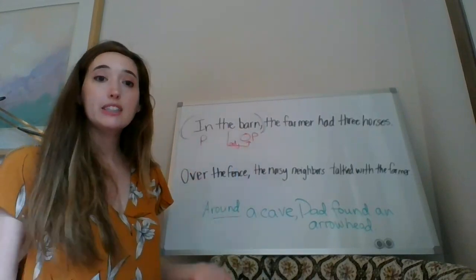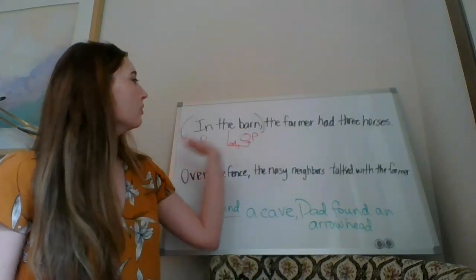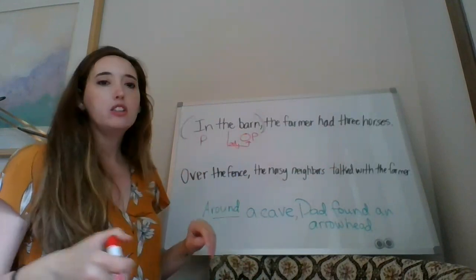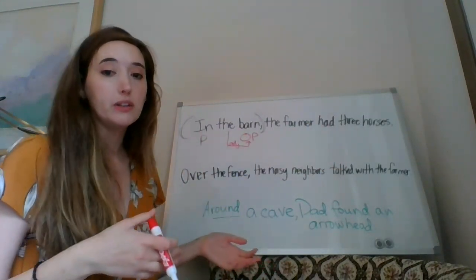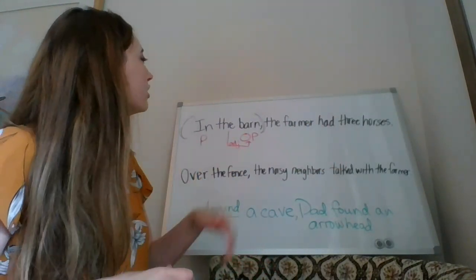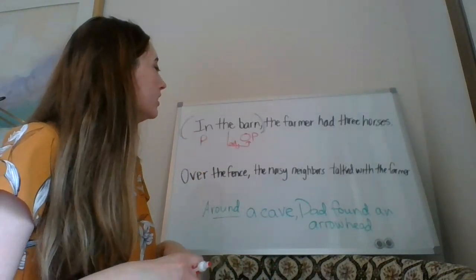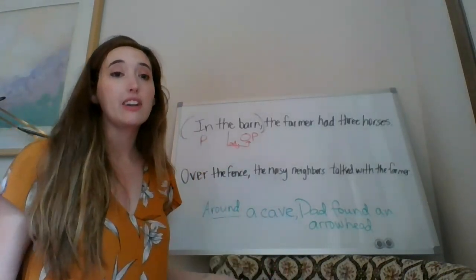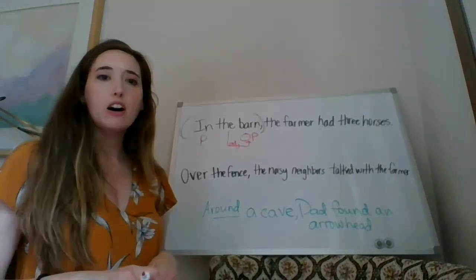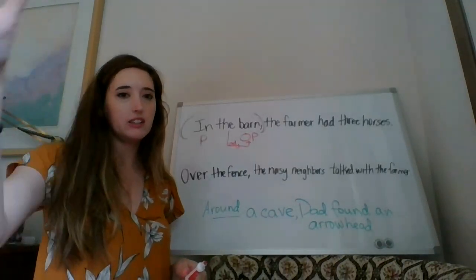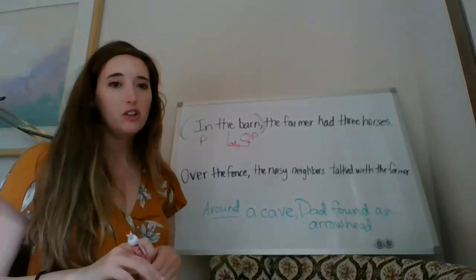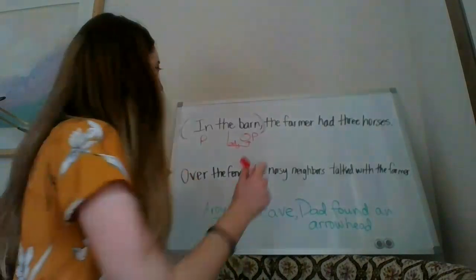Okay, we're going to read the sentence again since there are no other prepositional phrases, and we're going to look for our principal elements next. In the barn, the farmer had 3 horses. This is a sentence and it is declarative. This sentence is about, I want you to think of it and then tell it to me out loud, who or what is doing something in the sentence.